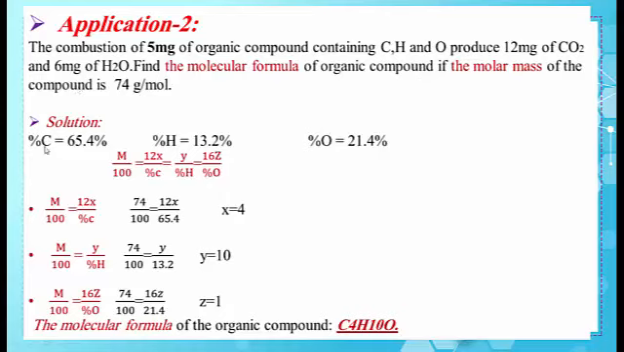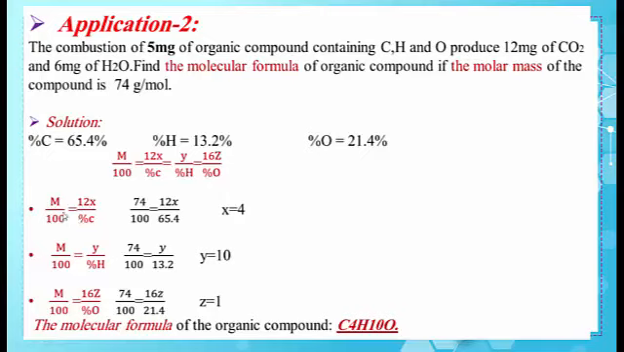We found the percentage biomass of carbon, which was 65.4%, the percentage biomass of hydrogen, which was 13.2%, and the percentage biomass of oxygen, which was equal to 21.4%. We apply the law of definite proportions, which is molar mass of the compound over 100 is equal to 12x over the percentage biomass of carbon plus y over the percentage biomass of hydrogen plus 16z over the percentage biomass of oxygen.